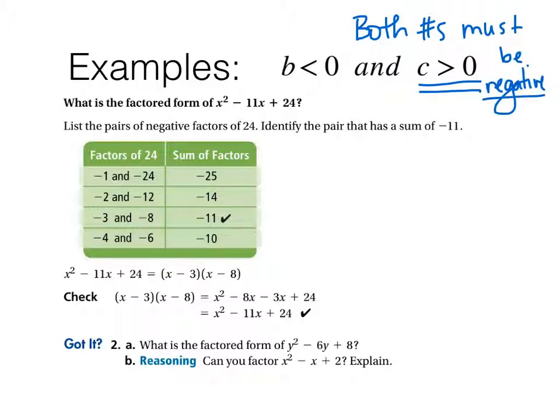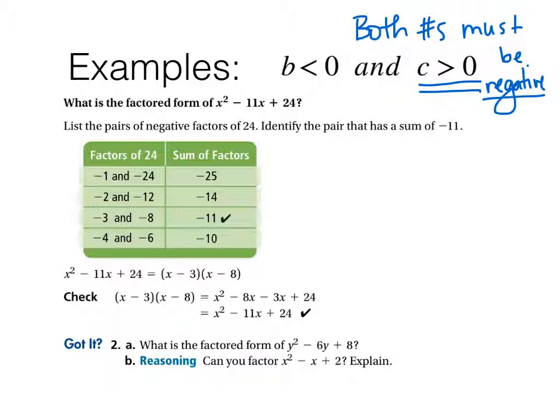They must be negative because that's the only way you get a positive product and a negative sum. So, x squared minus 11x plus 24. That's the problem we just did, except now we're dealing with a negative sum instead of a positive. So we know that our two numbers must both be negative, and here's your list of factors of 24. Here's your list of sums for those factors, and there again, just like we did for 3 and 8 positive, negative 3, negative 8 give you a sum of negative 11.